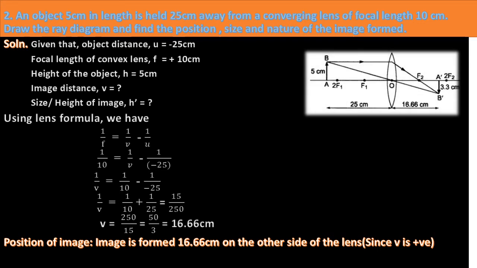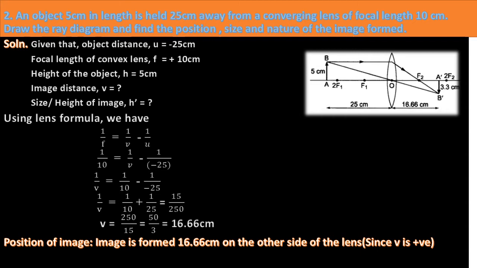Question number 2. An object 5 cm in length is held 25 cm away from a converging lens of focal length 10 cm. Draw the ray diagram and find the position, size and nature of the image formed. Children, try to draw a ray diagram. Object is kept 25 cm in front of the lens. So, according to sign convention, u will be negative 25 cm. Focal length of the convex lens, we know f will be plus 10 cm.